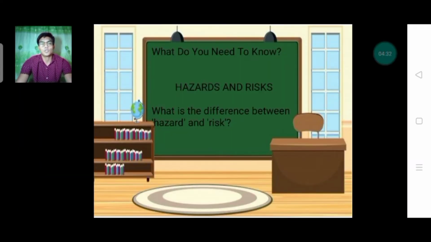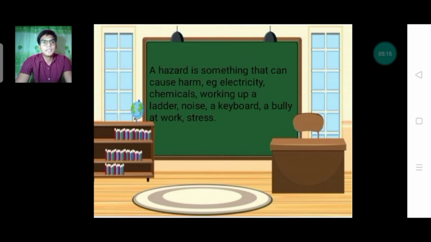What do you need to know? Ano pa nga ba yung kailangan ninyong malaman dito sa topic natin na ito? Hazard and risk. What is the difference between hazard and risk? Sa hazard, a hazard is something that can cause harm. Ang panganib ay, sabi dyan, isang bagay na maaaring magdulot ng matinding pinsala.